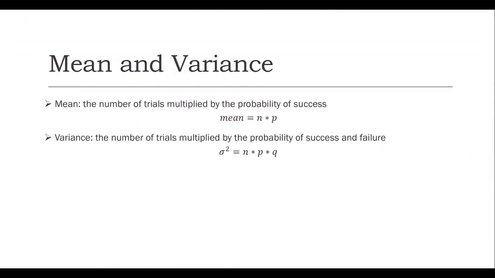Next, we have how to calculate the mean and variance. The mean is the number of trials multiplied by the probability of success. So our mean for our previous one would be our number of trials, which is 5, times our probability of success, which was 0.5. So that would equal 2.5. Our variance is the number of trials multiplied by the probability of success and the probability of failure. So for our previous problem, it would be 5 times 0.5 times 0.5, which gives you 1.25. So your mean would be 2.5 and your variance would be 1.25.